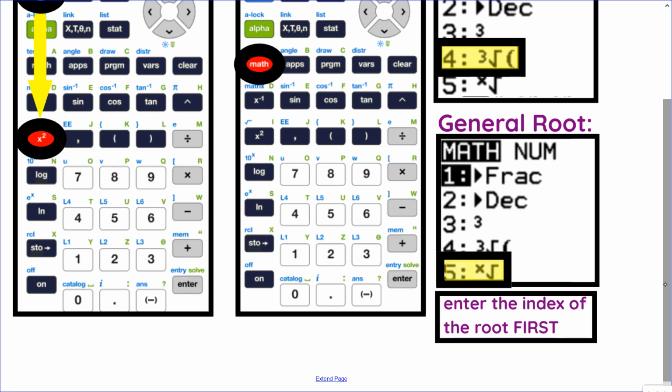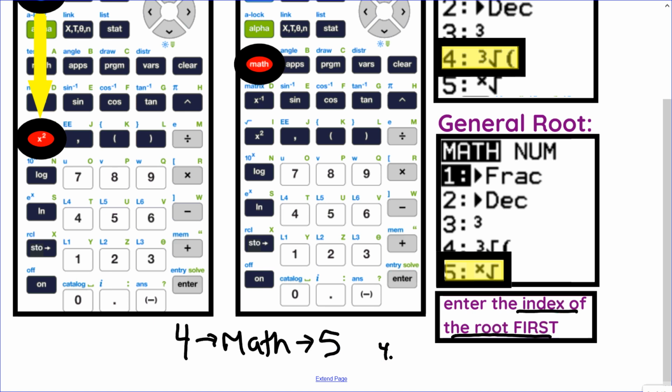See how there's an X there? That X can be any number, but you have to tell the calculator what number it is. So you have to enter the index of the root first and then go into this option. So for example, if I wanted to do the 4th root, I would hit number 4 first, then I would go into my math button, and then I would go to option number 5, which is my general root. And on the calculator screen, you'll see that I have the 4th root, and then you can fill it in.